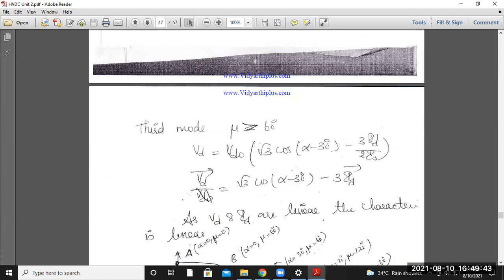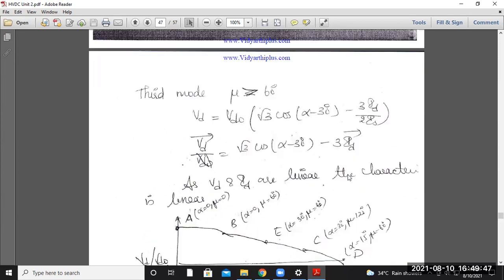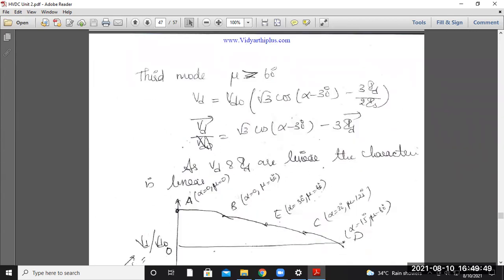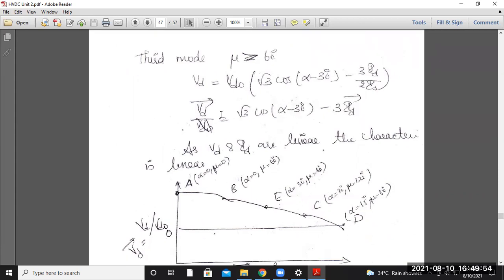Id vector is also the representation of id divided by 2is. So that will give you the value of vector id. As the Vd vector and id vector are linear, the characteristic is linear, so the total characteristics of the third mode is also a linear part.